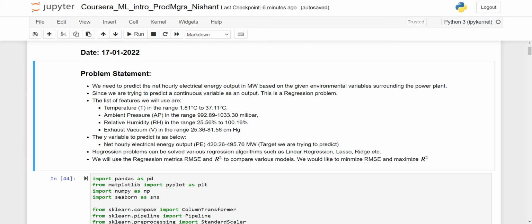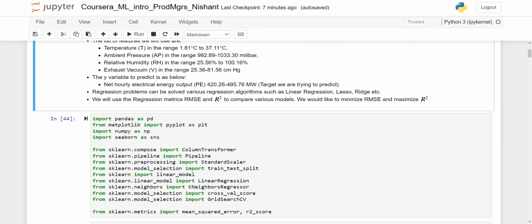Regression problems can be solved using various regression algorithms such as linear, lasso, ridge regression, and some other methods include KNN regressor, and there are various other methods we can use. Regression accuracy metrics are basically the MSE, MAPE, MAE, RMSE, and R square, which we can use to compare various models. We would like to minimize the root mean squared error and maximize the R square for each of our models. Now I'll explain the code that I have written.